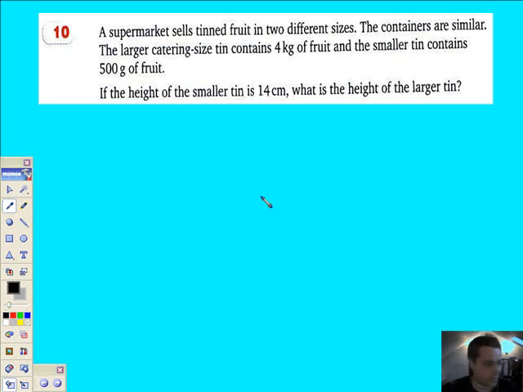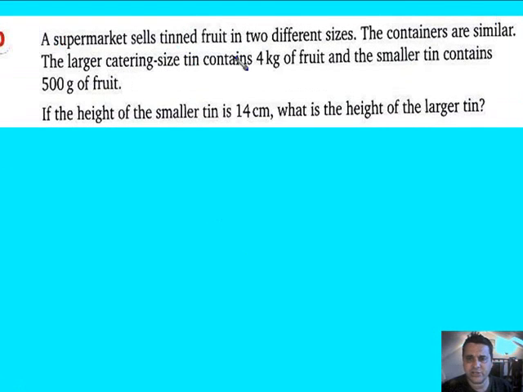Like I said, here we are, question 10. A supermarket sells tinned fruit in two different sizes. The containers are similar, because if they weren't we can't do the maths, can we? The large container contains 4 kilos of fruit and the little one contains 500 grams of fruit. Straight away notice mixed units.